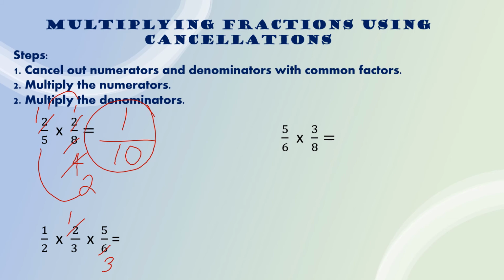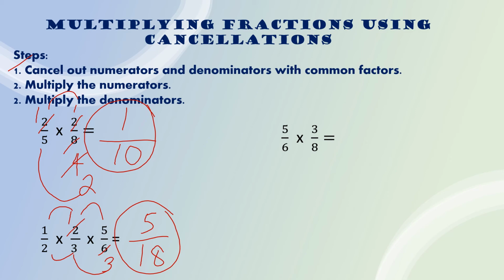Now, do we have any more numerators and denominators with common factors? So we have 1, 1 and 5, and at the bottom we have 2, 3 and 3. I think that's it. So we can now multiply the numerators. 1 times 1 is 1 times 5 is 5, and then 2 times 3 is 6, then 6 times 3 is 18. So it's 5/18. So it's already in its lowest term automatically, right?